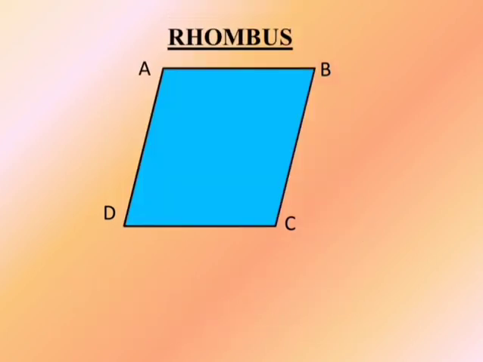The next we have is the rhombus. It is a quadrilateral where all four sides are equal. It is also a parallelogram as both pairs of opposite sides are parallel to each other.